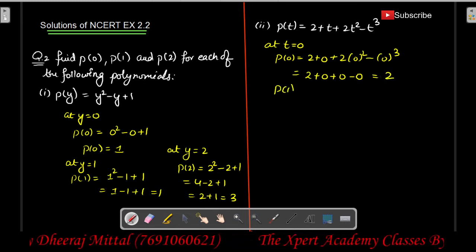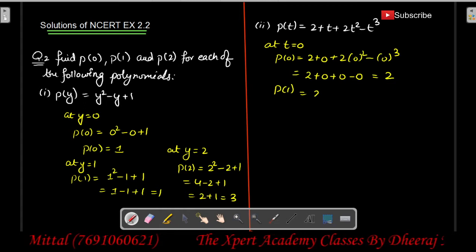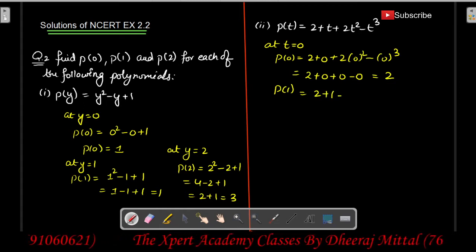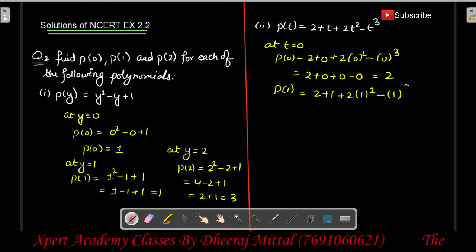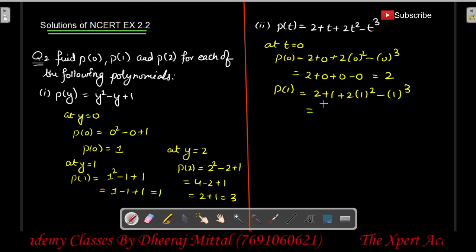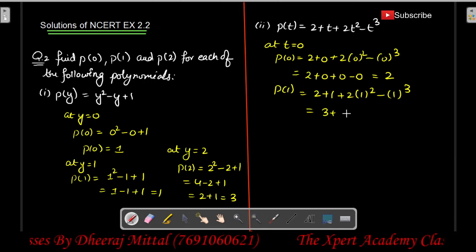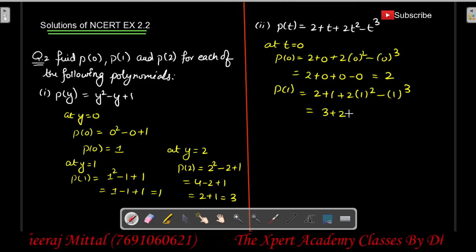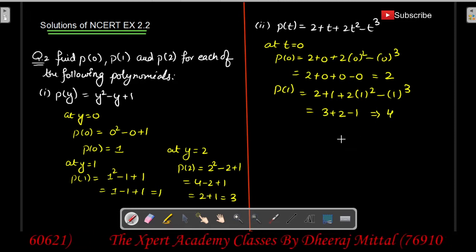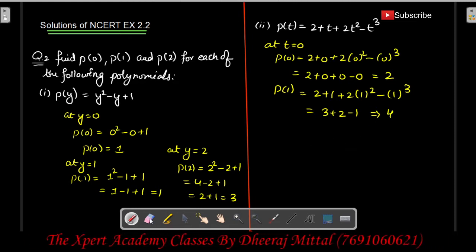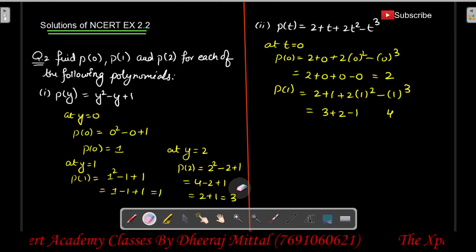Now P1 is equal to 2 plus 1 plus 2 into 1 square minus 1 cube. So it is equal to 2 plus 1, that is 3, plus 2 into 1 square, that is 2, minus 1. So it will be equal to 4.